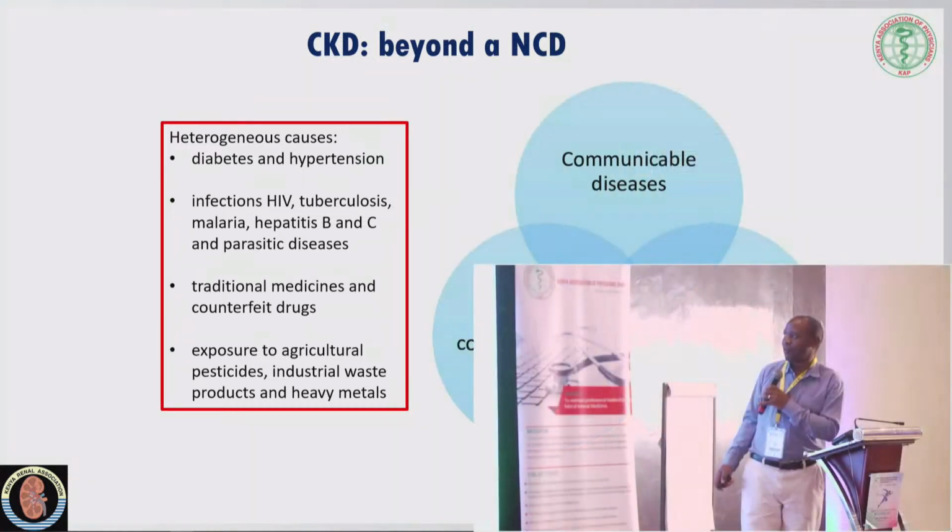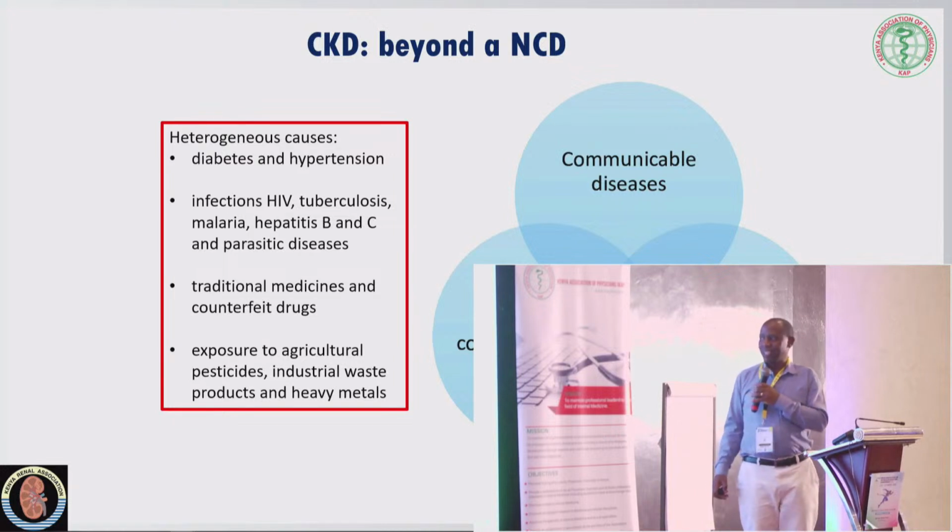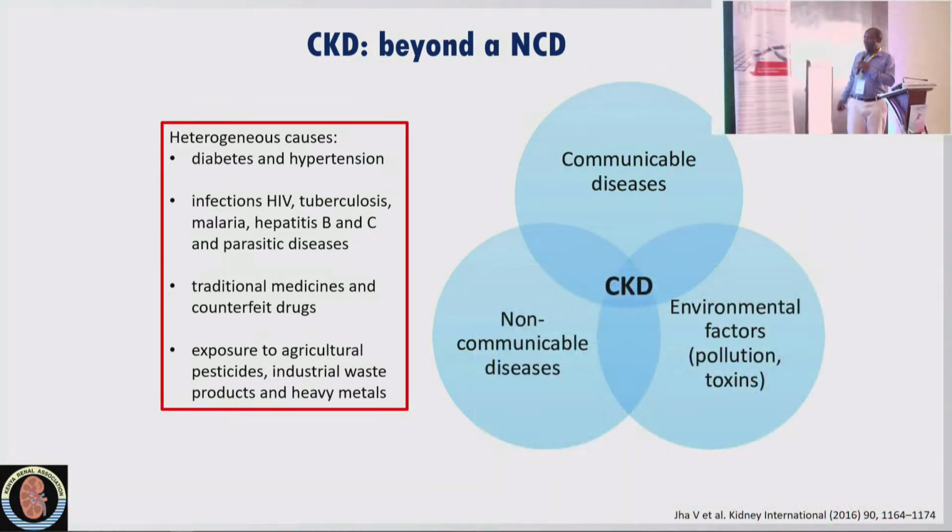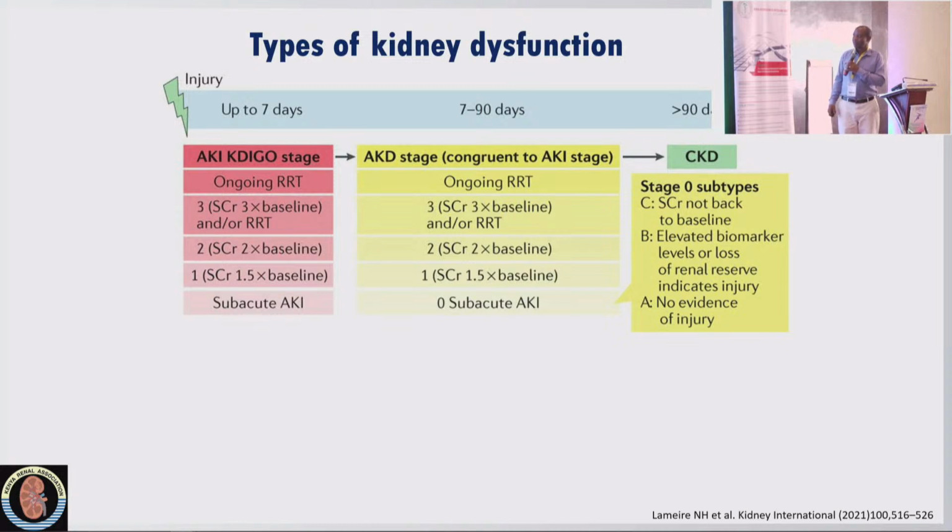But then chronic kidney disease is not just a non-communicable disease, there are also linkages with communicable diseases, and of importance because of this climate awareness world we are living in about environmental factors, especially pollution and toxins. CKD itself is a continuum, and there are different types. We know of acute kidney injury and you know of chronic kidney disease.